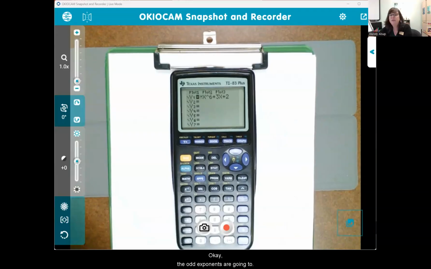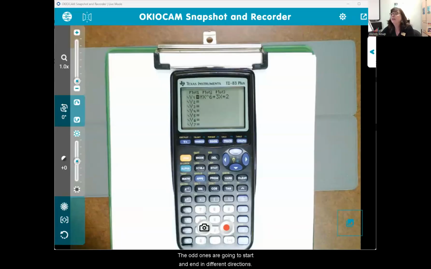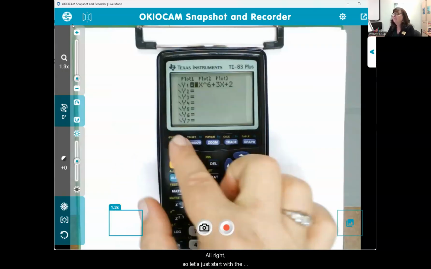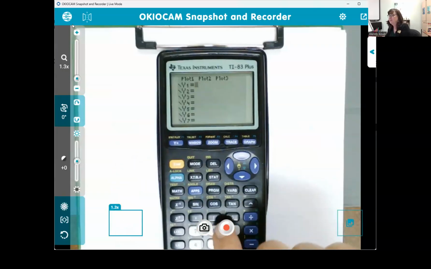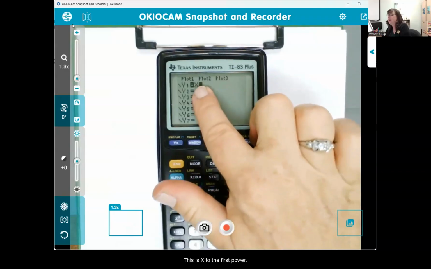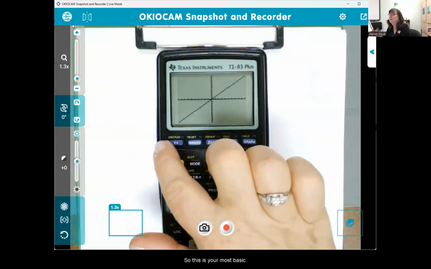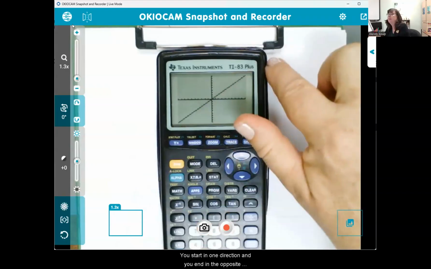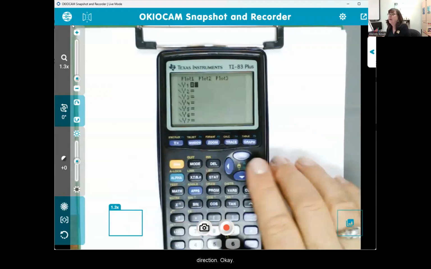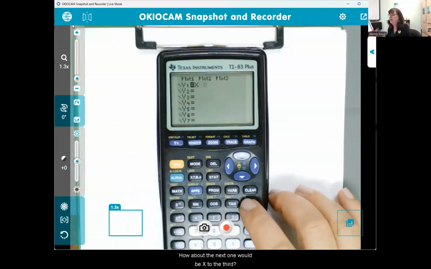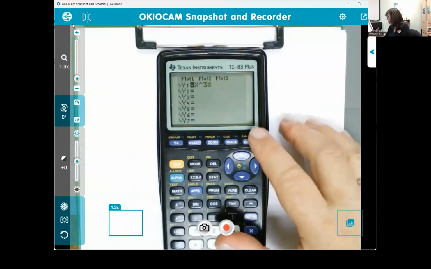The odd exponents are going to, all right, let me go back here. The odd ones are going to start and end in different directions. We'll zoom in just a little bit. All right, so let's just start with the most basic odd one. Y equals x. This is x to the 1st power. The number 1 is odd, so this is your most basic. You start in one direction and you end in the opposite direction. Okay. How about the next one would be x to the 3rd?